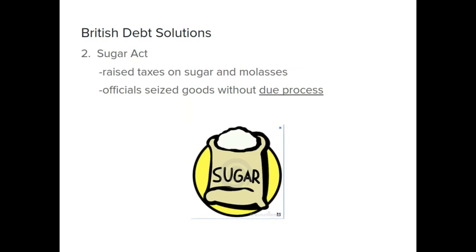The second solution that they had was the Sugar Act. Now, the Sugar Act would raise taxes on valuable sugar and molasses, and this was used by colonists, especially in New England, to make products like rum and other products. So it was valuable to them, sugar and molasses.